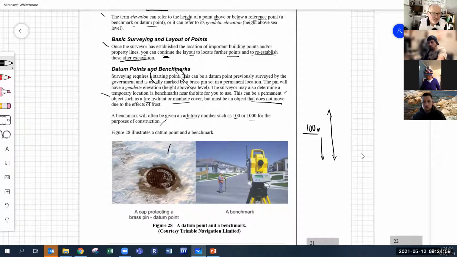So here we go. It shows in this picture, this little survey. This is the benchmark, which is where we start. And then this guy here is using a manhole cover for his benchmark.